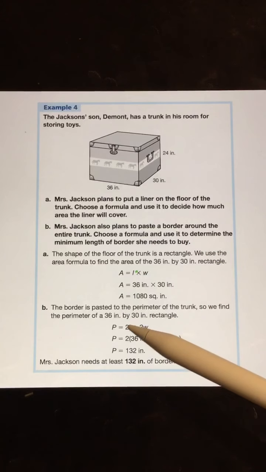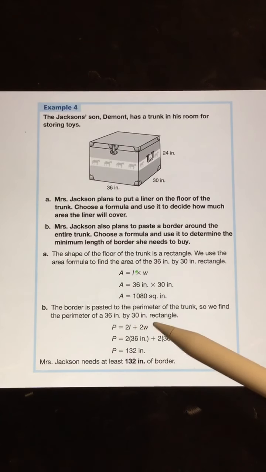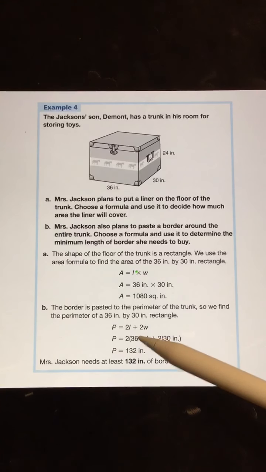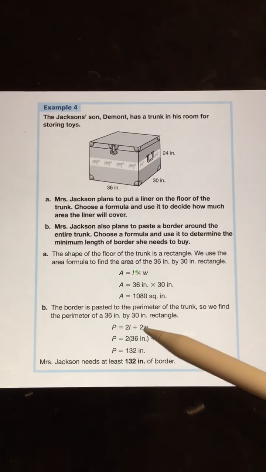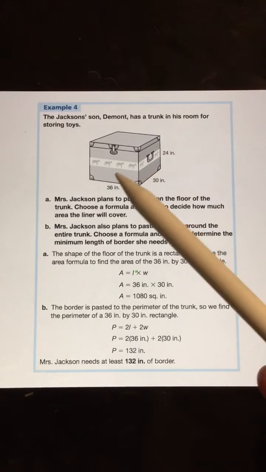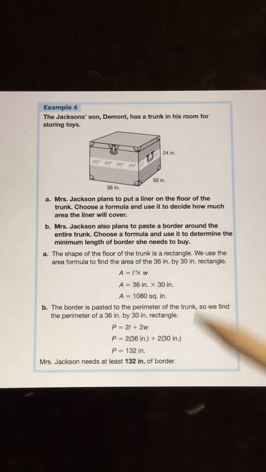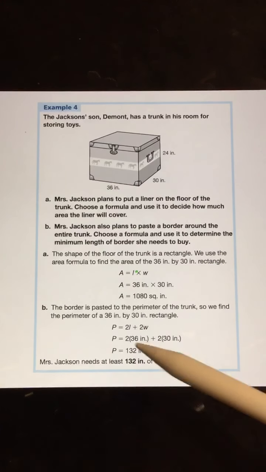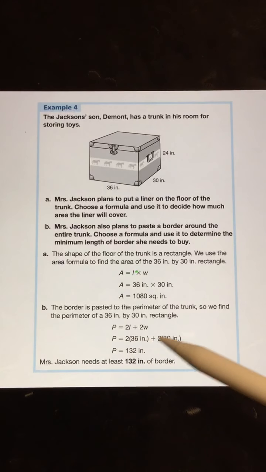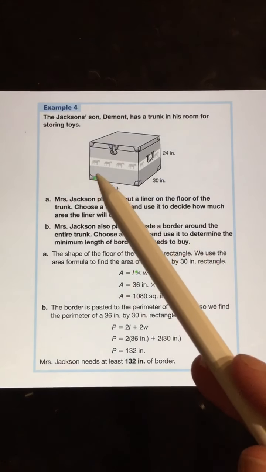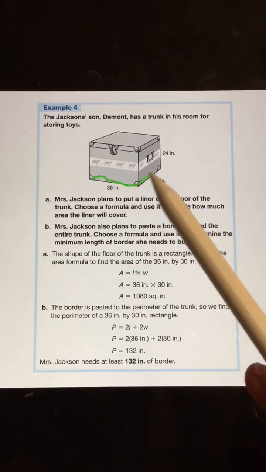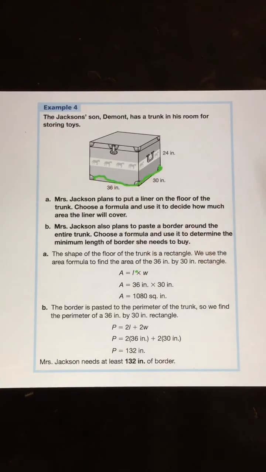Now, the border is pasted to the perimeter of the trunk. So we need to find the perimeter. So we are doing 2 times length, 2 times width. All right, so 2 times 36 and 2 times 30 inches. So the perimeter will be 132 inches. The border around the inside of this trunk here will be 132 inches.